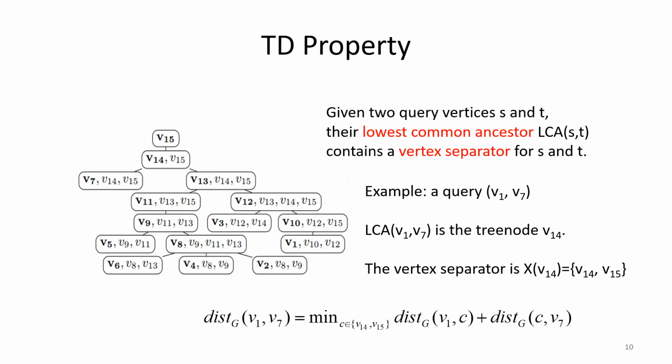Then we can get the distance by considering the two paths. One is from V1 to V14 and then V7. The other is V1, V15, and V7. We return the one with the smaller length to be the distance between V1 and V7.